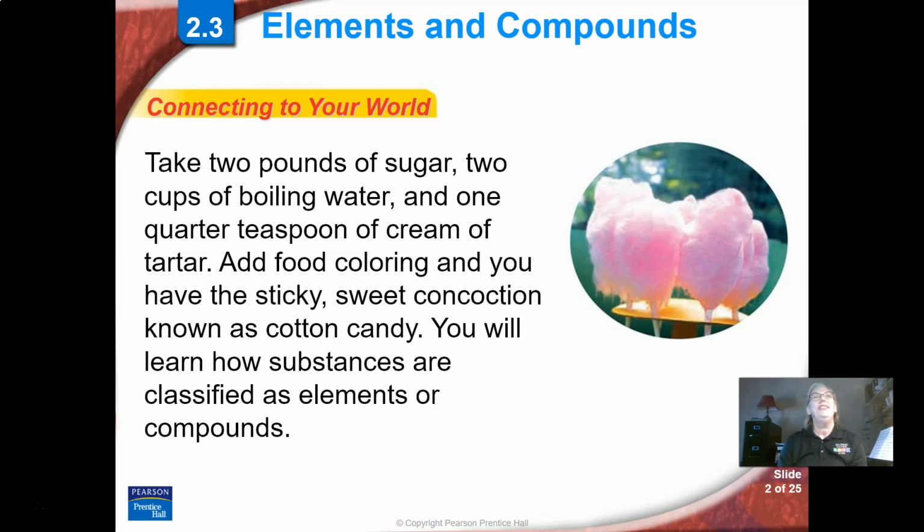Okay, in this section we're going to talk about elements and compounds. So they're two different things. And here's an example. We're taking a bunch of stuff together, we're cooking it up and making cotton candy, and we're going to figure out if we have elements or compounds in that scenario. So here we go.